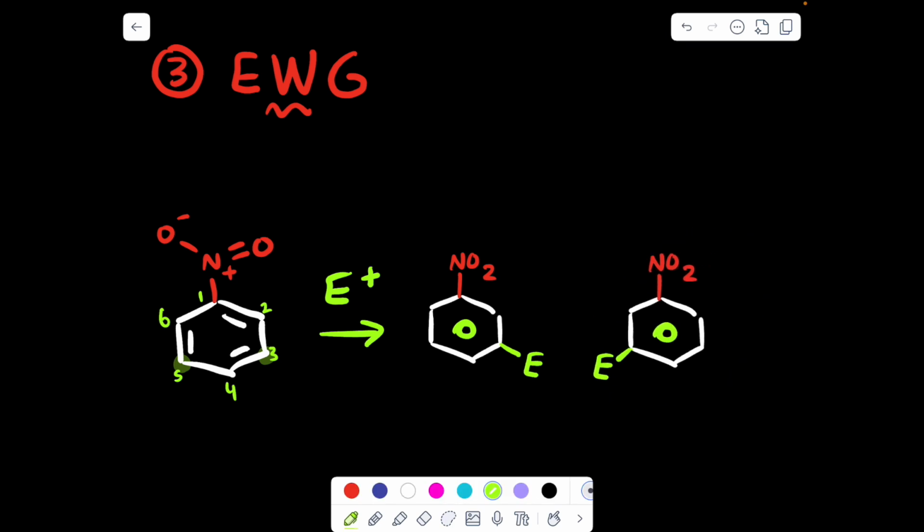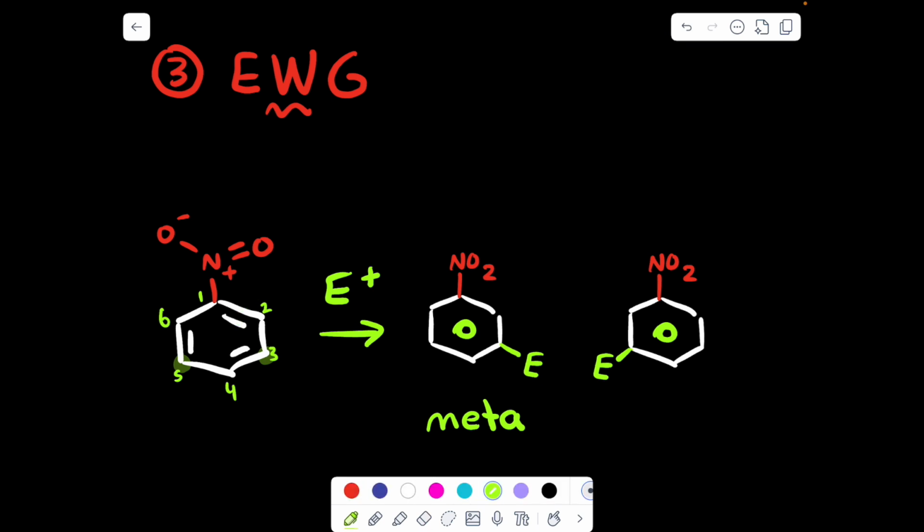So now the question is, why? Why does the E+ add to carbon number 3 or carbon number 5 when you have an electron withdrawing group on the ring? And the way we're going to rationalize this is by looking directly at the EAS mechanism. We're going to say, what if carbon number 2 attacked the electrophile? Let's say the E+ tried to add to the ortho position, what would happen?